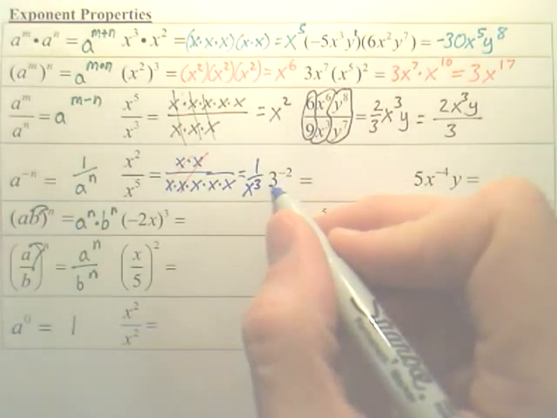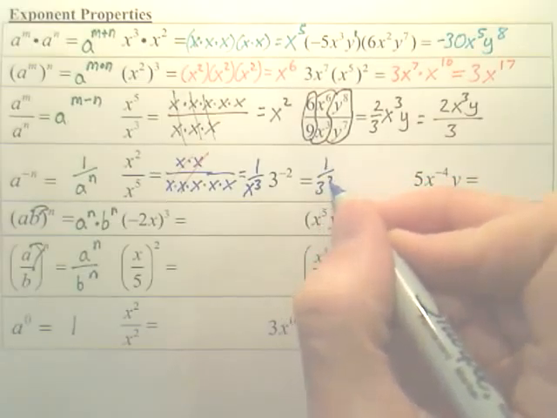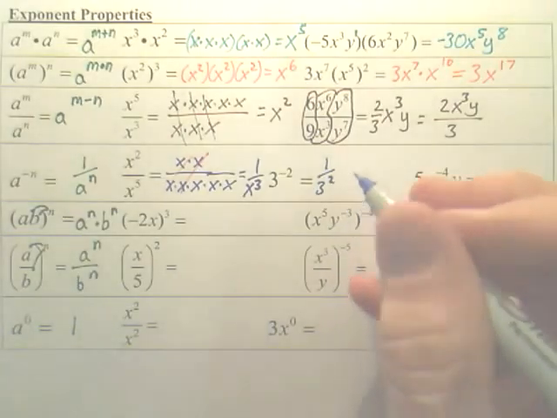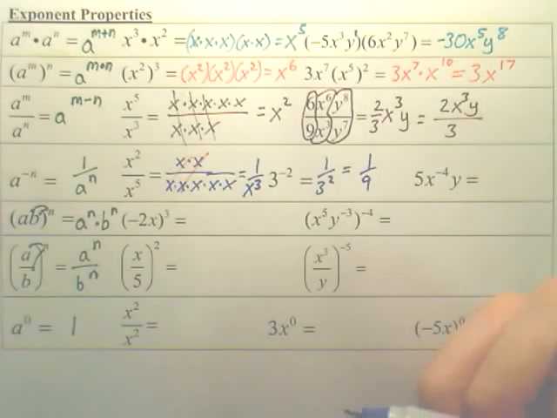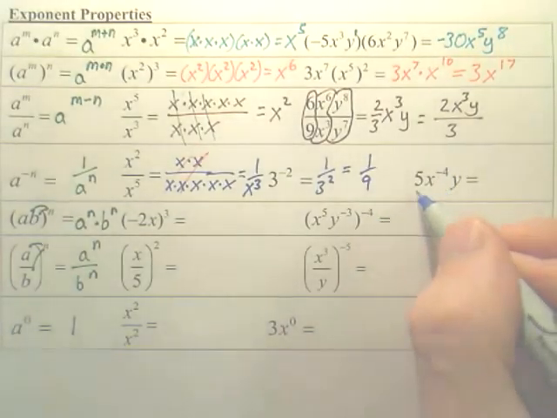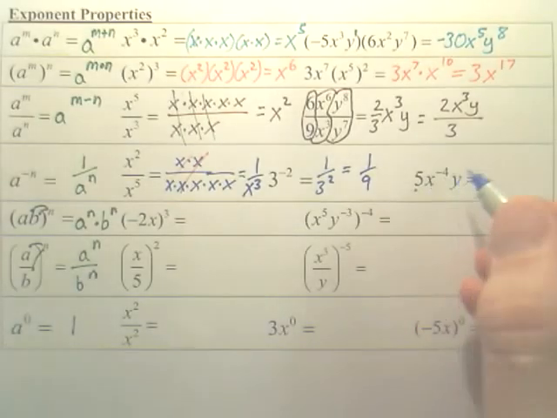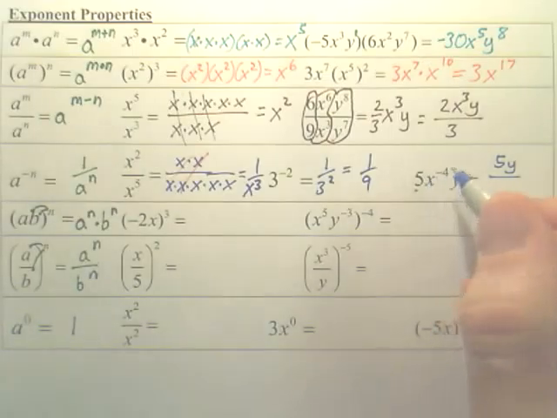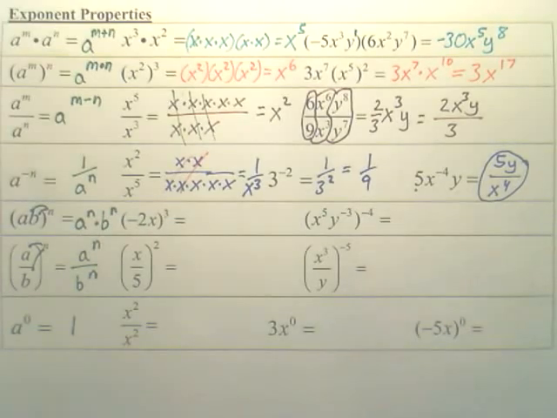What's this one going to be? Negative 2 power? Well, that's going to be 1 over 3 squared. What's 3 squared? That's 1 over 9. Now this one, this is 5 times x to the negative 4th times y. Now that negative 4th only goes to the x. So what happens here, the 5 and the y stay on top, and the x to the 4th drops to the bottom. Be careful with that one.